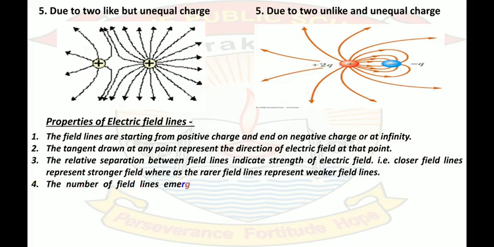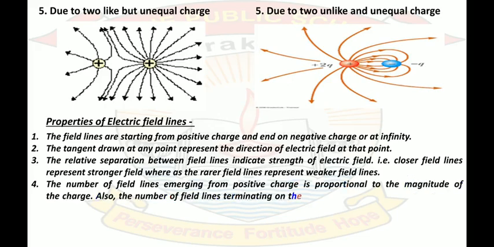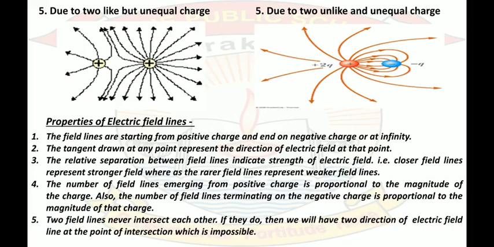Next point, the number of field lines emerging from a positive charge is proportional to the magnitude of the charge. Also, the number of field lines terminating on a negative charge is proportional to the magnitude of that charge. As I have calculated the ratio, you have seen in the fifth and sixth configuration. Next point is that two field lines never intersect each other. If they do, they will then have two different directions of electric field at the point of intersection, which is impossible.